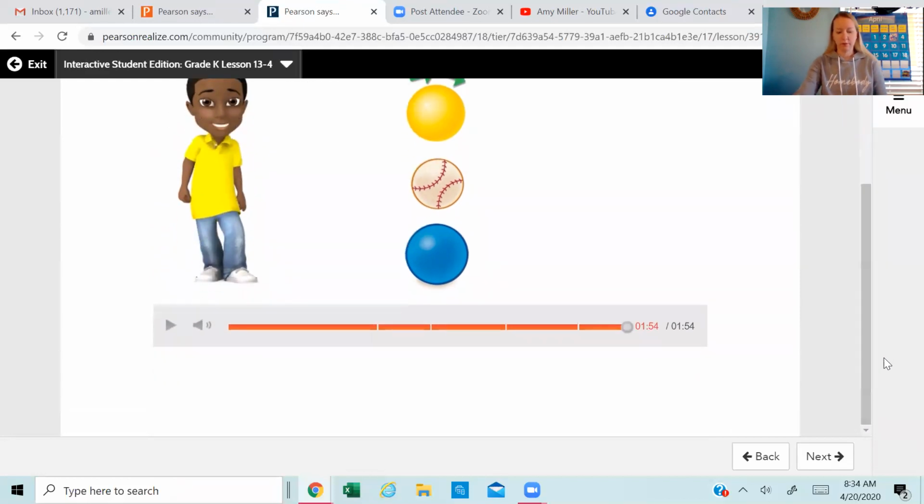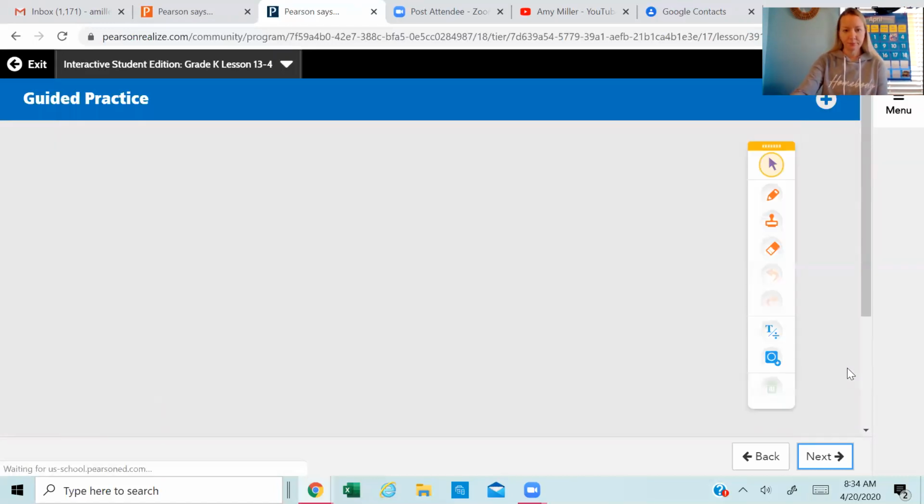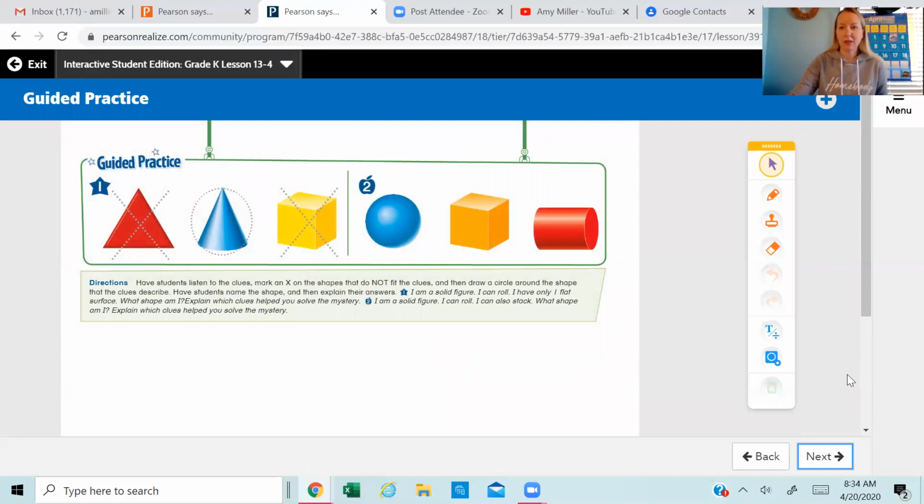All right, good job, friends. Now you're going to start with number 1. Today is all about giving clues and guessing what shape it is. All right, so number 1 they did for us, but we're still going to go over it. First of all, it says, listen to the clues, mark an X on the shapes that do not fit the clues, and then draw a circle around the shape that the clues describe. Number 1 says, I am a solid figure. So the first clue is I am a solid figure.